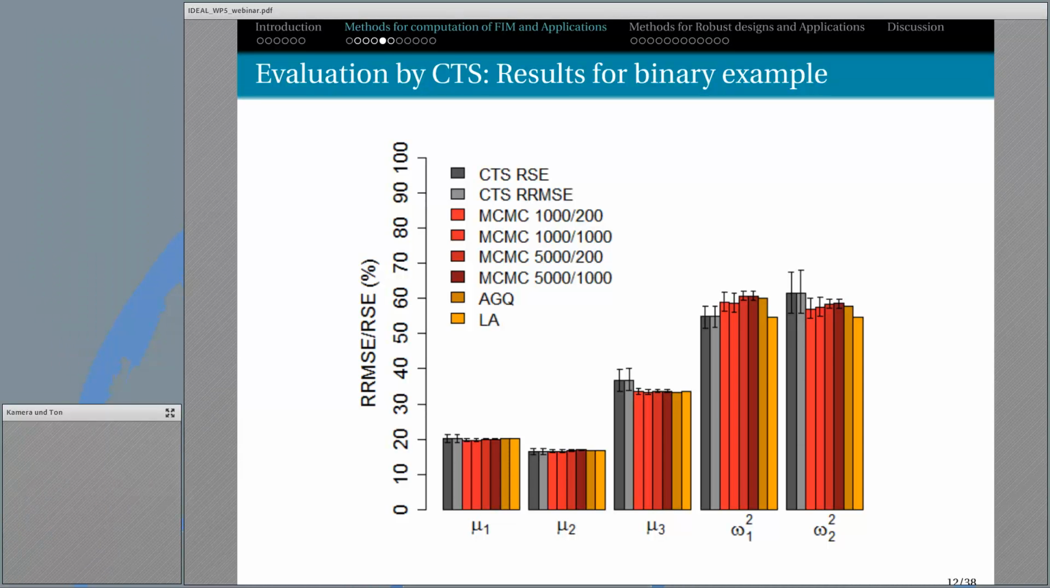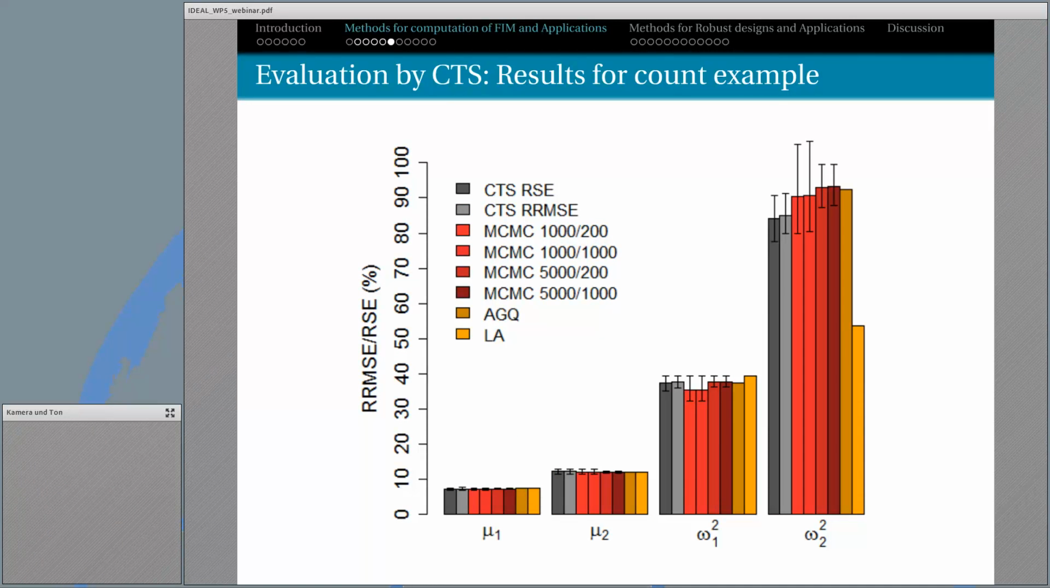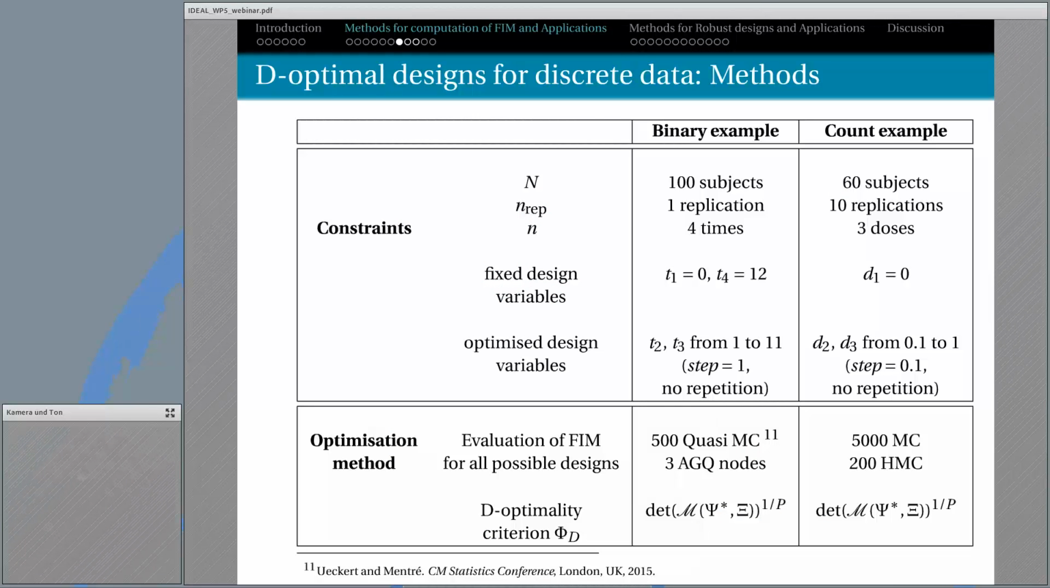That's the binary example. When we go to the count data example, we have here the same graphs. You could see here that for the fixed effects, all approaches are very close to the clinical trial simulation. For the variances, they're quite close, except for this variance, which is quite difficult to estimate because we have a large RSE, where we see here that the Laplace approximation does not perform well. But we are very happy about all the results of both the AGQ method and the MCMC method. Because of that, we said we could use those methods to perform design optimization.